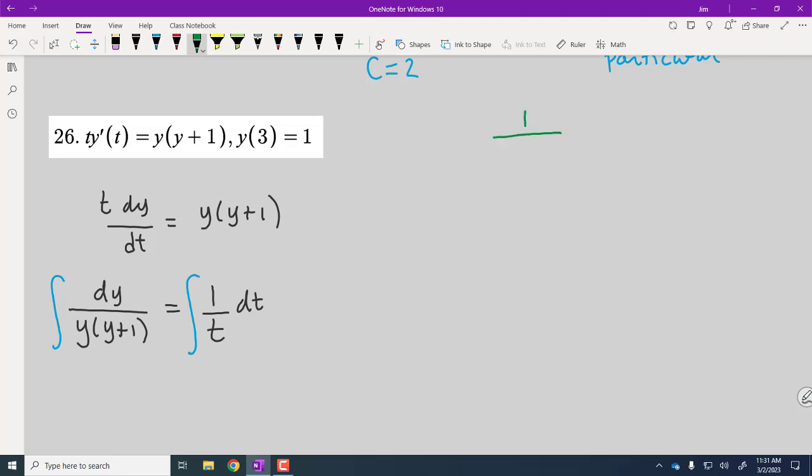So we know that we want to rewrite 1 divided by y times y plus 1 as a over y plus b over y plus 1. We'll find our constants off on the side. So to find those constants, we multiply by the left denominator. Multiply everything by the left denominator. And when we multiply by that left denominator, that is our equation.